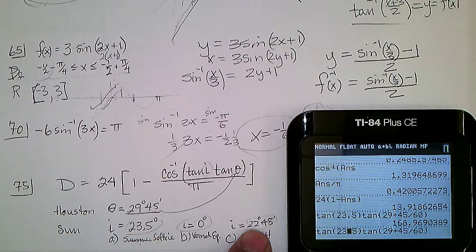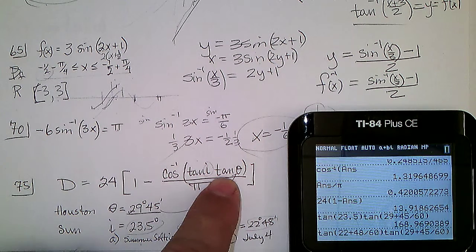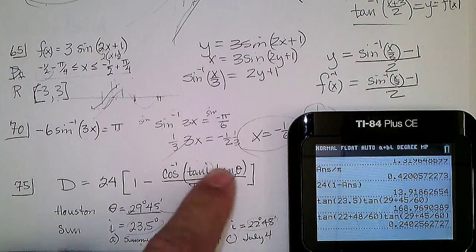And so now I need to put in the inclination of the sun, which is not 23.5, but 22 plus 40.8 divided by 60. Oh, don't need the extra parenthesis there. So that would be the inside part here if my mode is in degrees. So that's what this is.